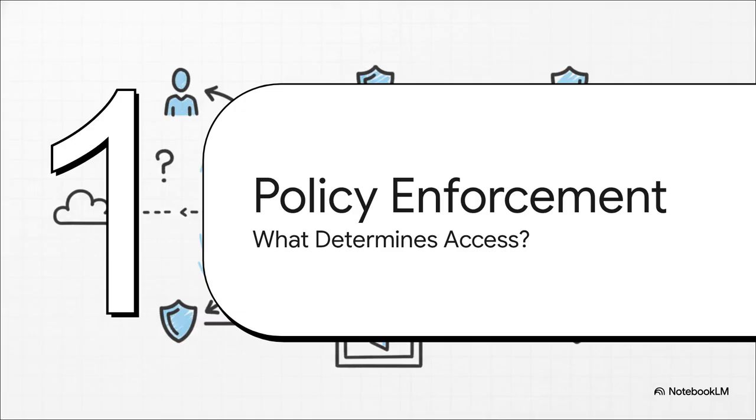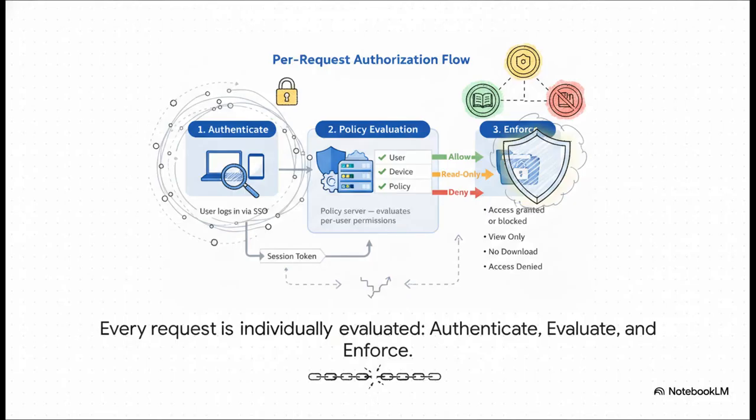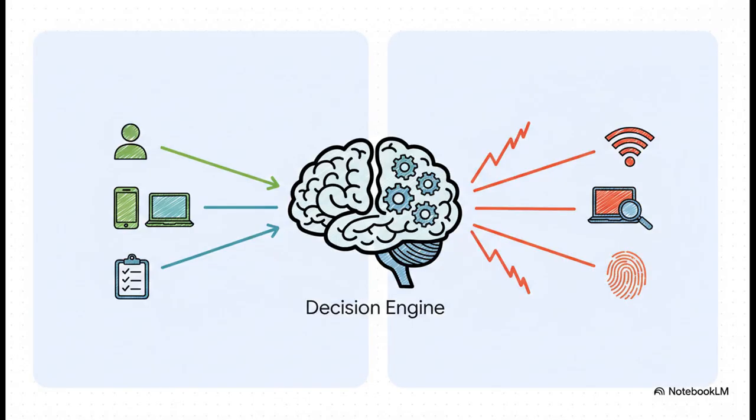This little loop here, authenticate, evaluate, and enforce, this isn't a one-time thing. This happens for every single file operation, in real time. A user logs in, they want to open a file, boom, policy check. They want to save it, boom, another policy check. It's a continuous, per-request authorization flow. No free passes.